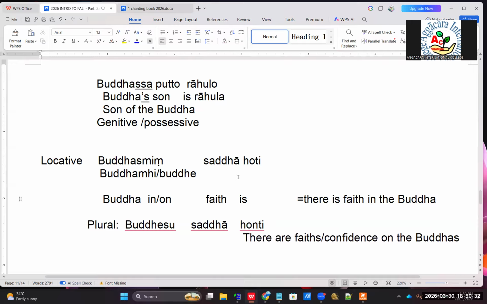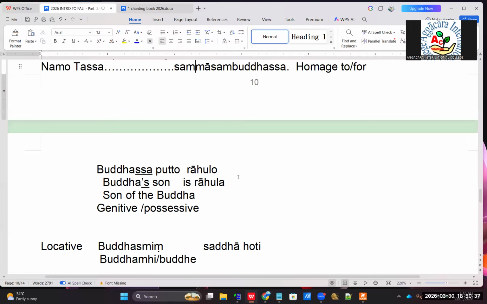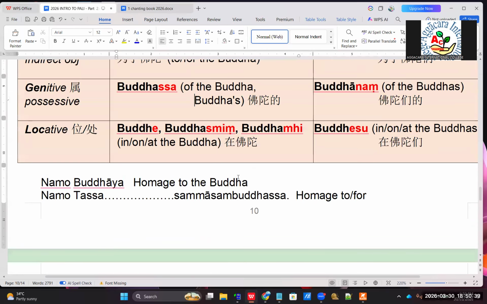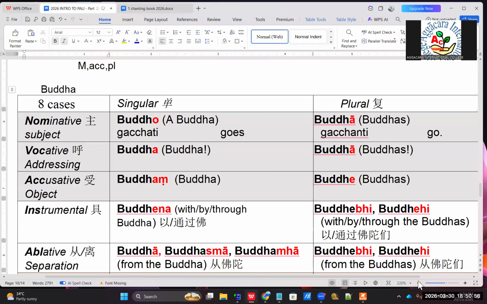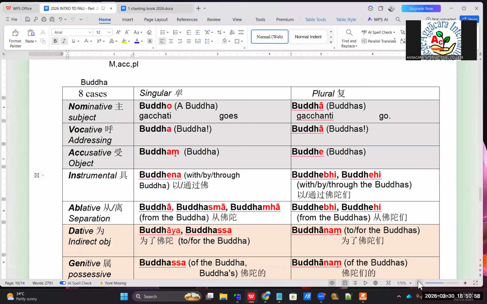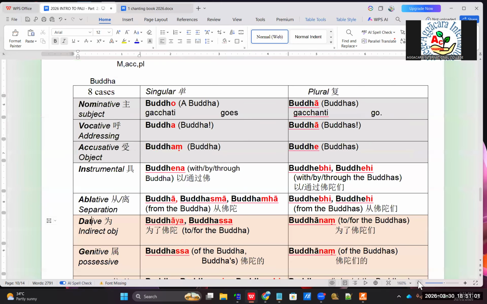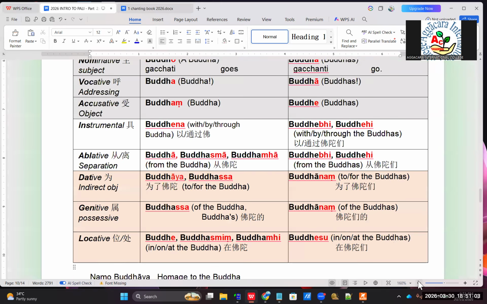All right. Okay. So if no question, we continue already. You just need to remember it is either singular or plural. I hope you all copied already. So Buddhesu sada honti is plural here. Buddhasamin sada hoti is singular. So you just need to memorize these eight as a basic only. After that, you can go back and write yourself.